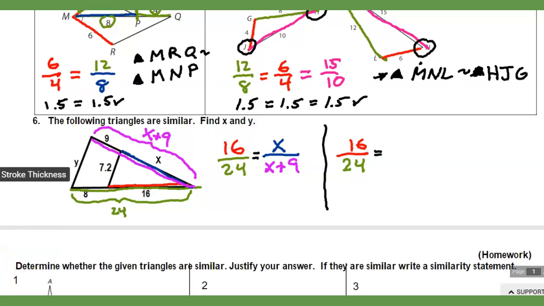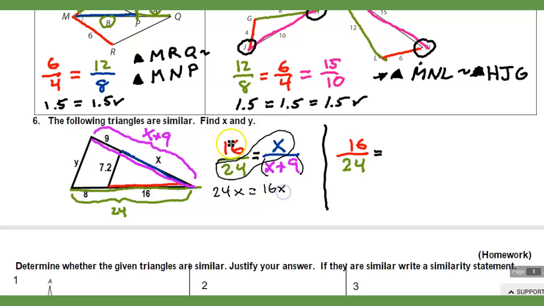And from there, we know how to solve by cross multiplying. So just 24x equals, now put the x plus 9 in parentheses. So it'll be 16 times x, 16x. 16 times 9, which is 144. Okay.